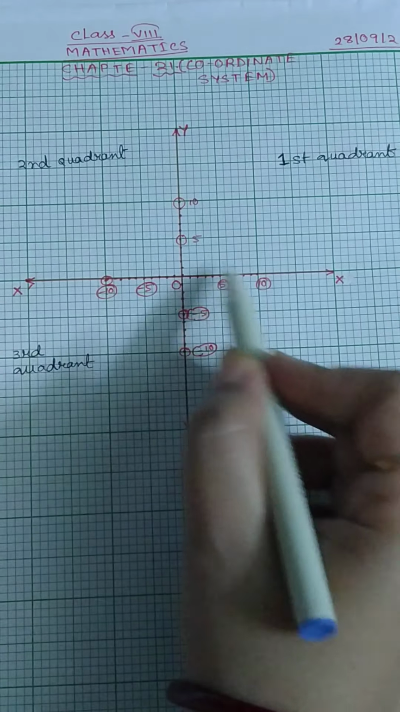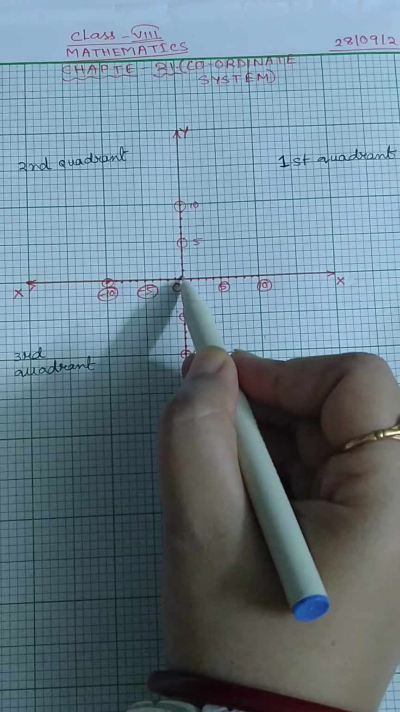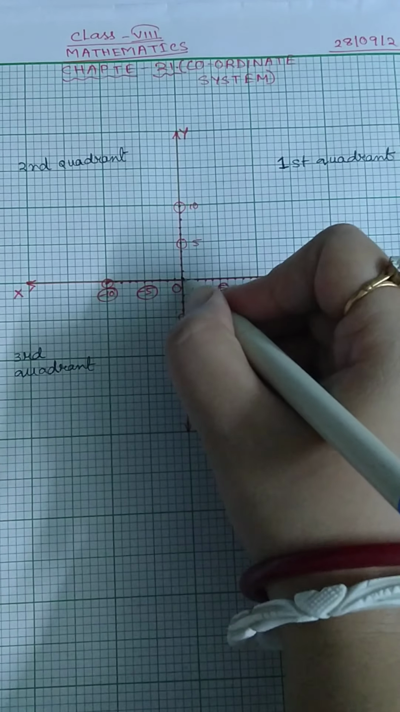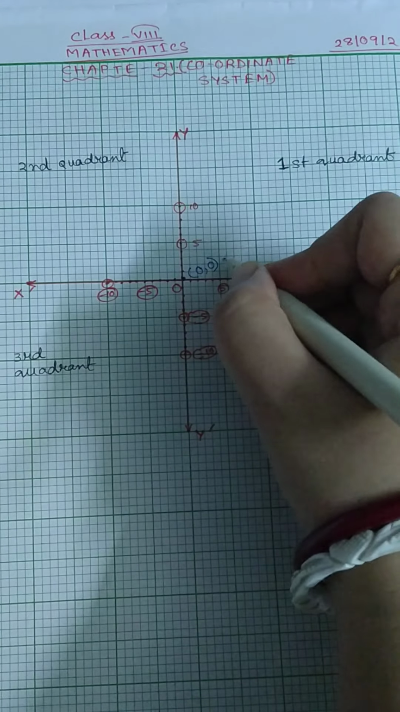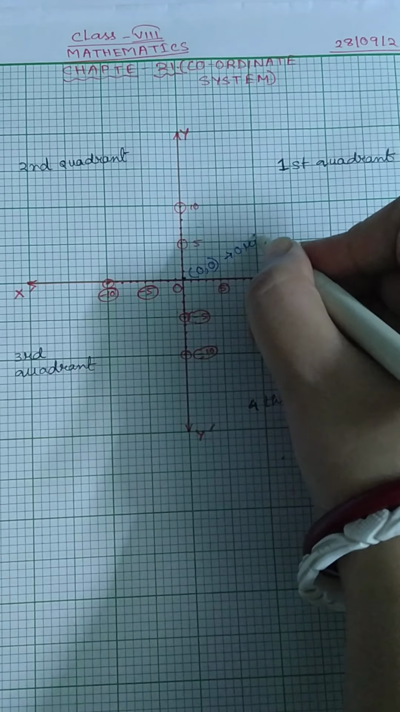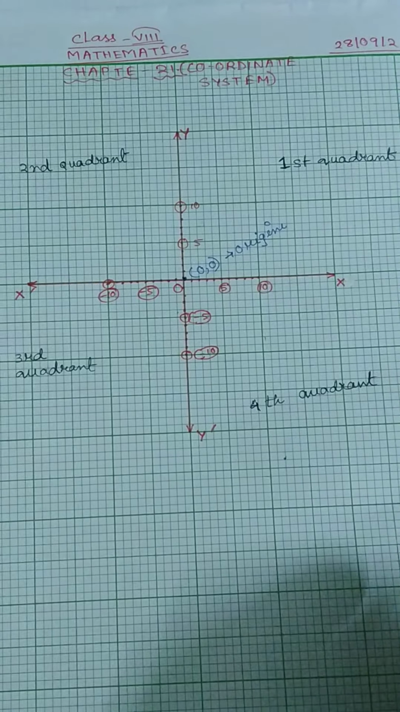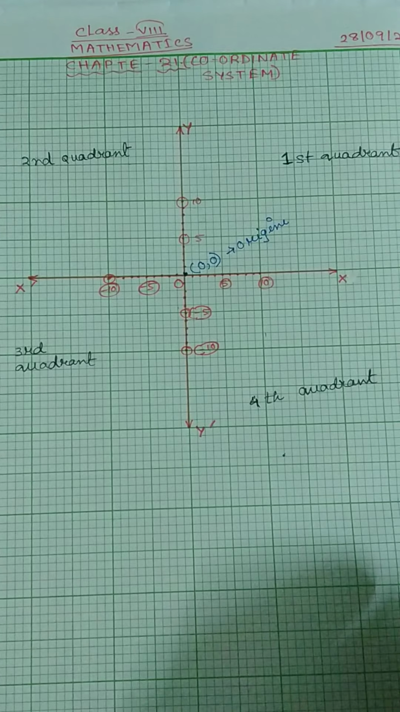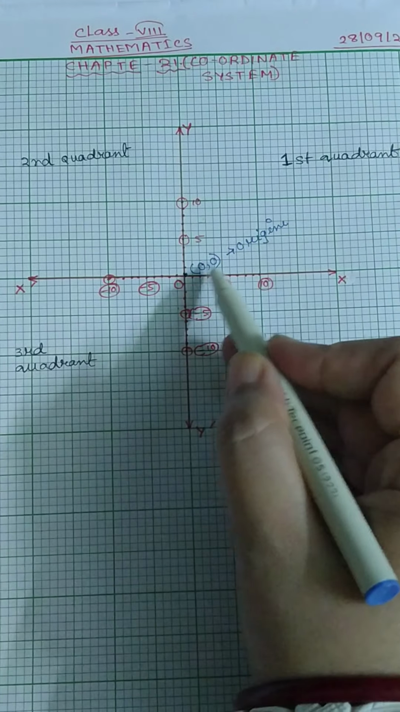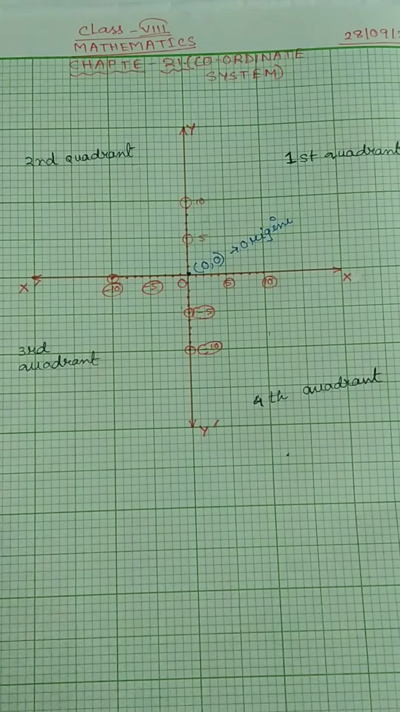This cross point of the horizontal line and the vertical line is known as the origin. This point is the 0 point and it is called the origin. The coordinate of this point is 0, 0. Now what is 0, 0? That I am going to describe to you.